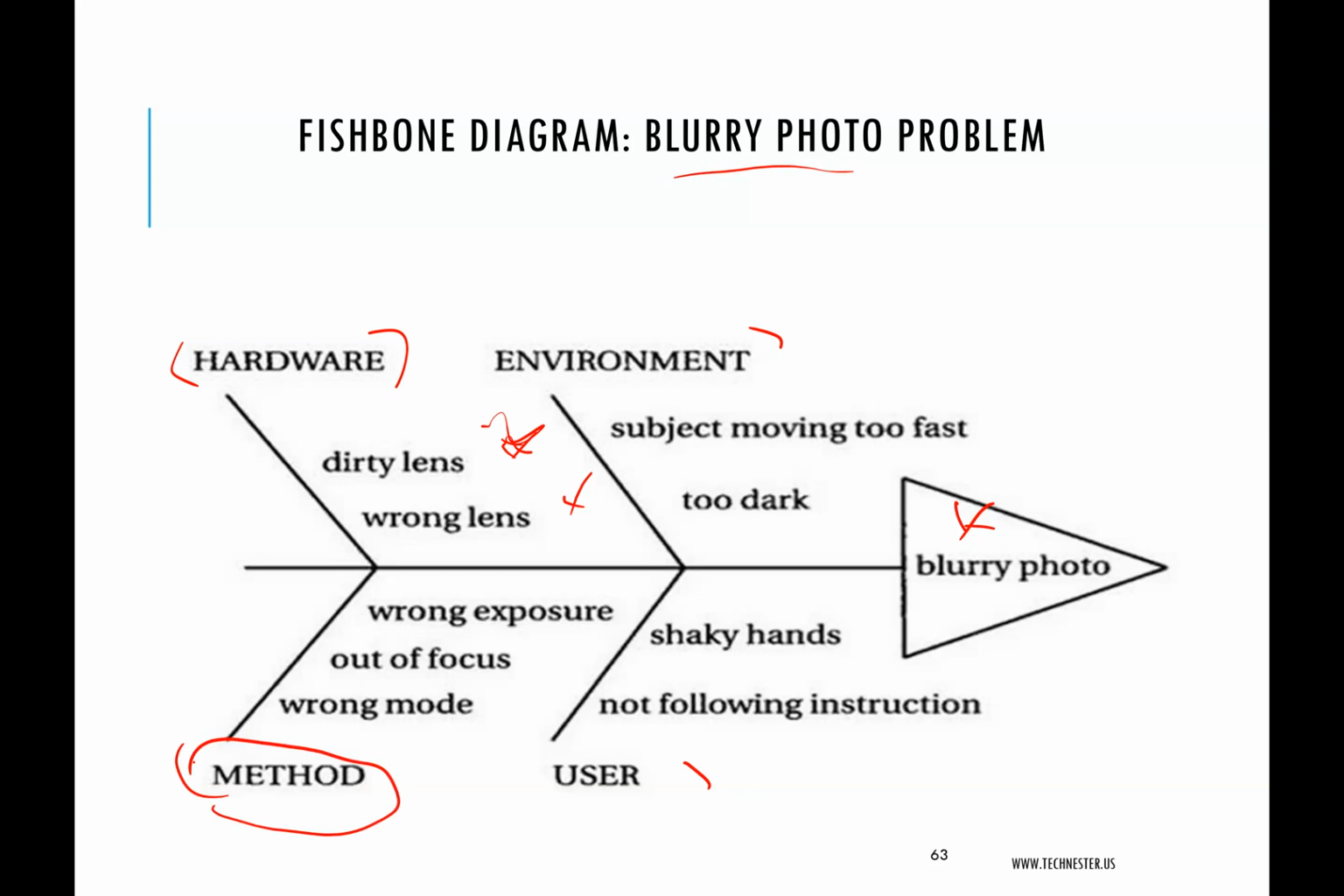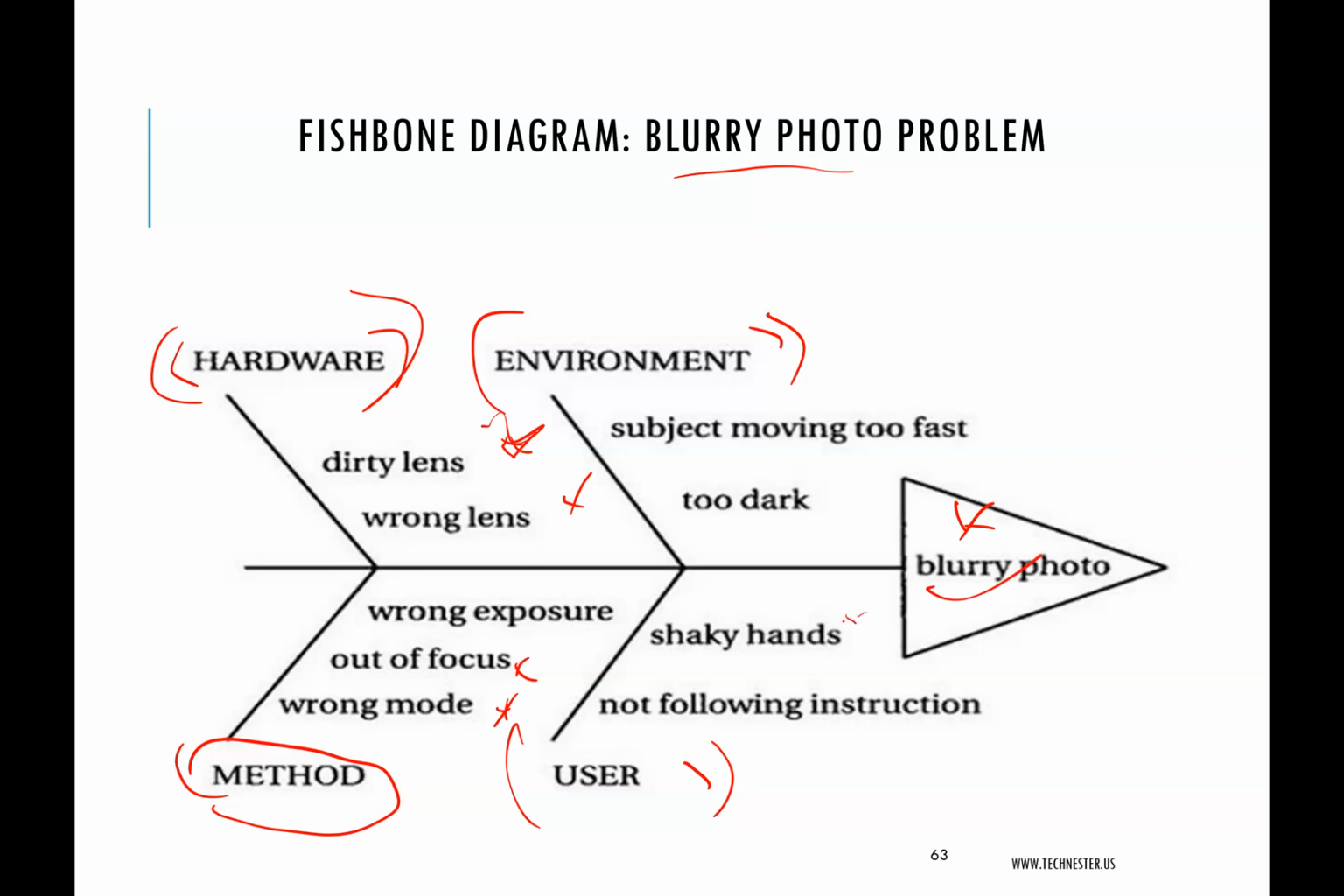Are you using the right method to take the picture? Okay, wrong mode. Exposure. Are you using the right exposure when you are setting the thing? Is it correct? Is the picture always in focus, or do you just take it anytime? You know, so you keep probing based on these categories of possible causes, and at the end of the day, you may be able to identify the real cause that is causing the blurry photo problem.